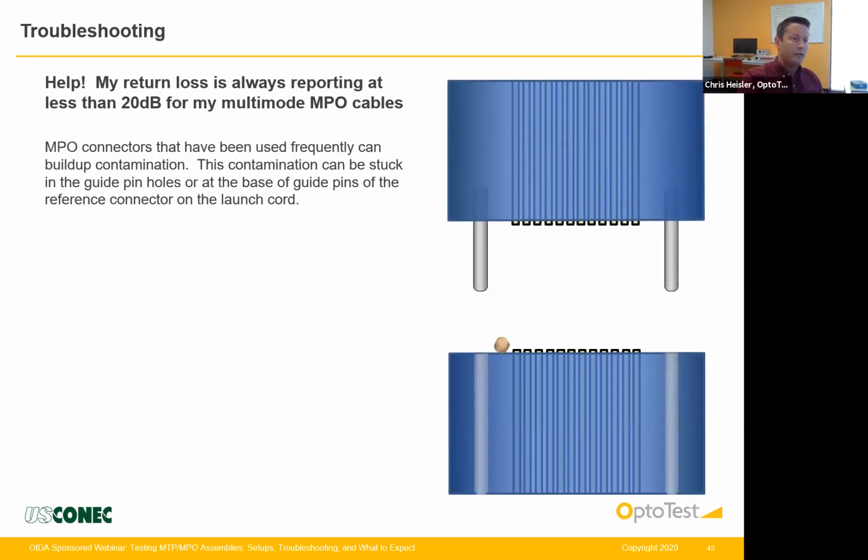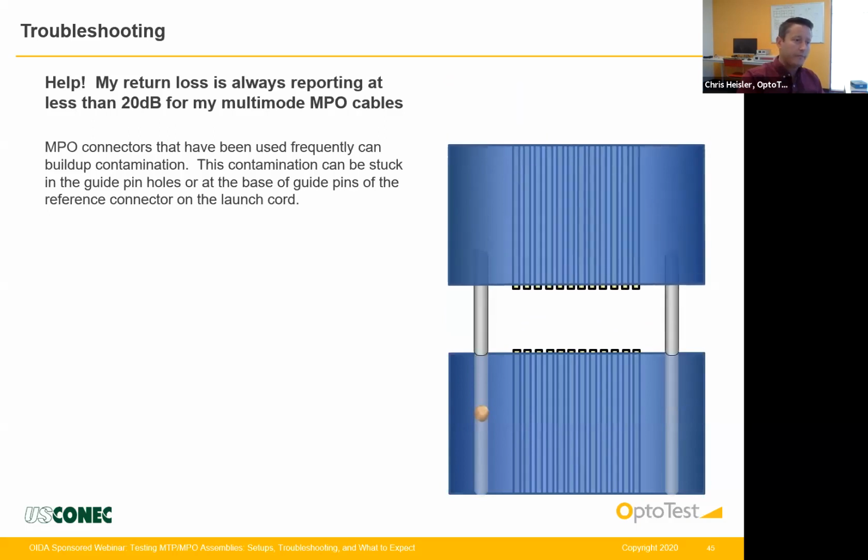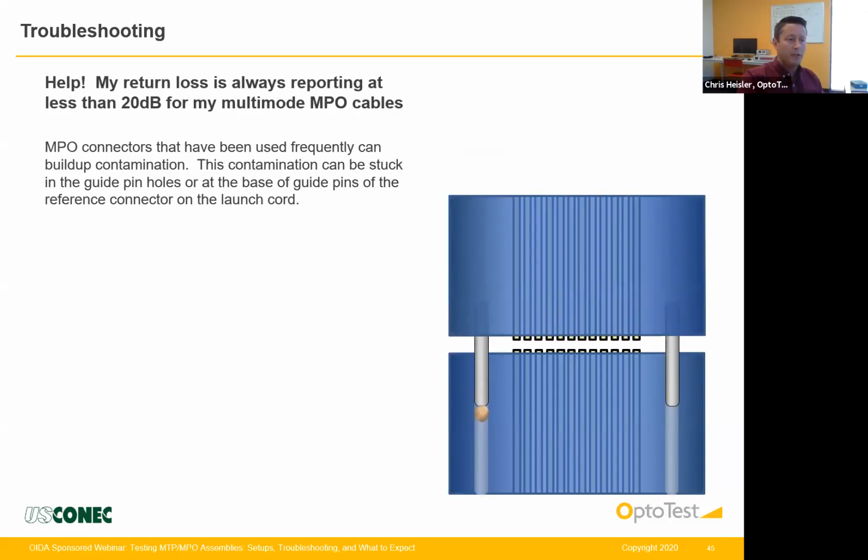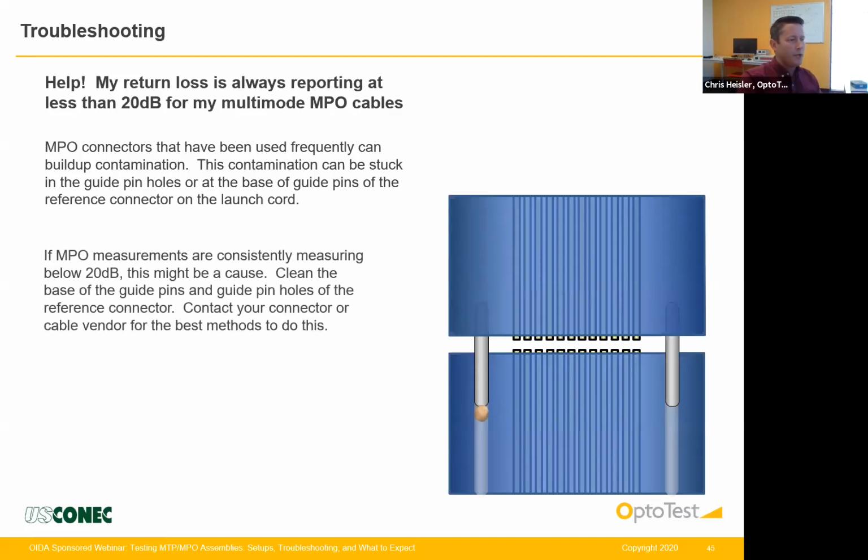Now let's say that dirt finds its way into a guide pin hole and clogs it. So you see the guide pins can't fully insert, which prevents the 2 connectors from properly mating. Again, you get an open, an air gap between the fiber. This will give you a 14 or 15 dB reflection. If MPO measurements are consistently measuring below 20 dB, this might be the cause. Clean the base of the guide pins and guide pin holes of the reference connector. Contact your connector or cable vendor for the best methods to do this.